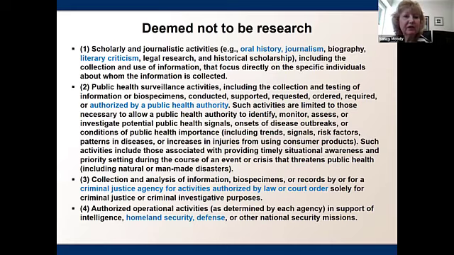These are examples of what is not research: oral history, public health surveillance, and data collected for the purposes of a criminal justice agency, homeland security, or defense.